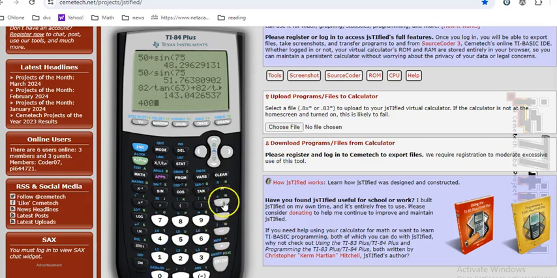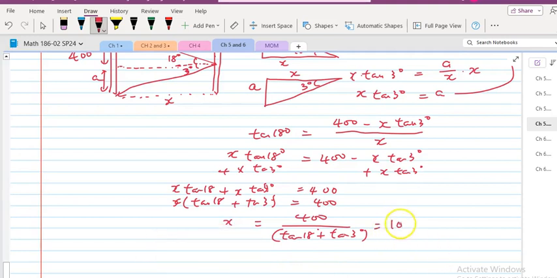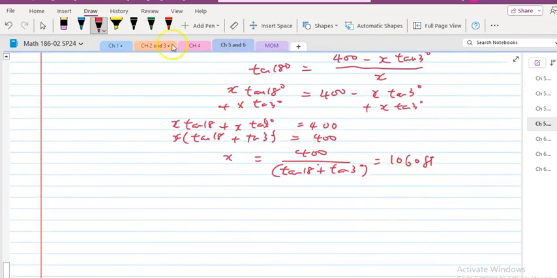400 divided by tangent 3 degrees, close, plus tangent 18 degrees. Doesn't matter which one goes first. Press enter. 1060. So the X distance from the monument is 1060 feet. Okay, so I'm going to stop here.